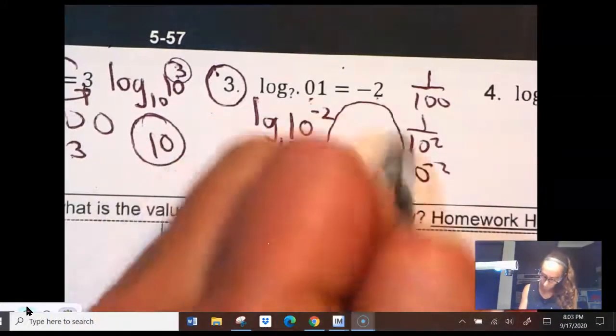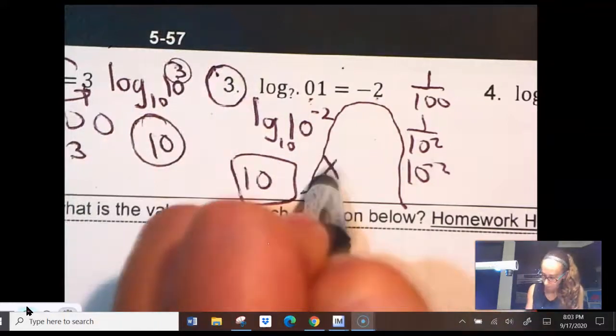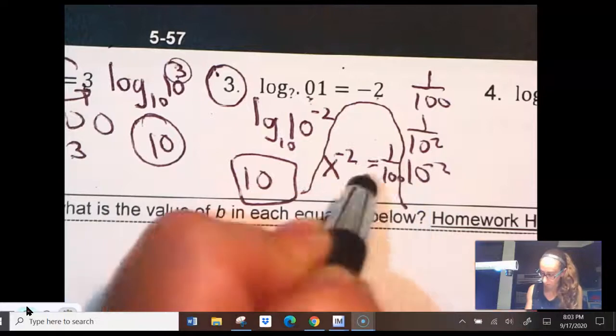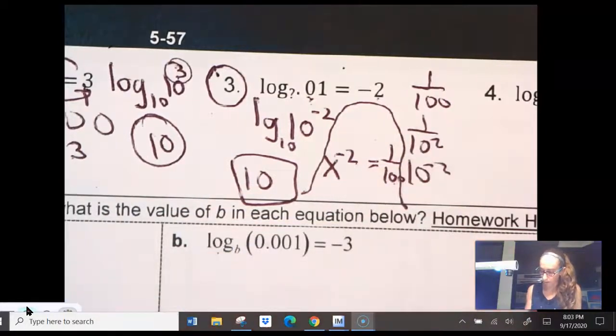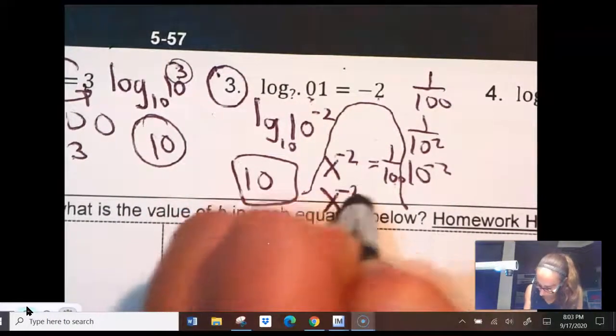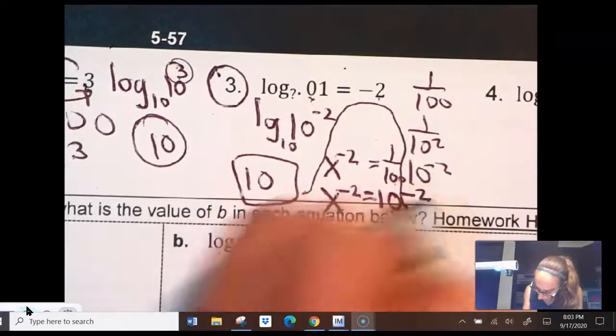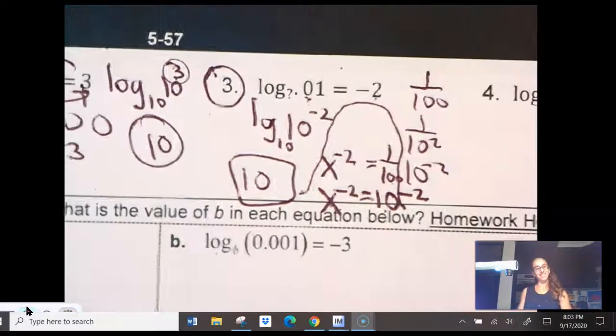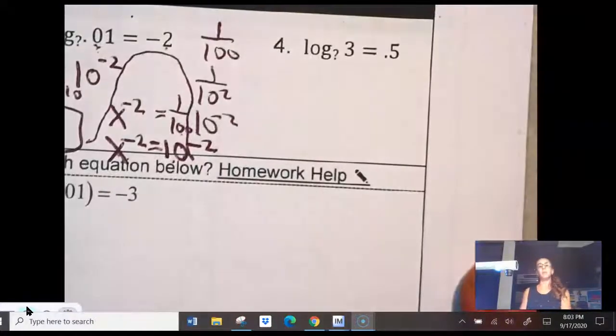I could also do this by going what to the negative 2 equals 0.01, which is 1 over 100, which is 1 over 10 squared, which is 10 to the negative 2. And I go x to the negative 2 equals 10 to the negative 2, x equals 10. That's a good one. Okay.